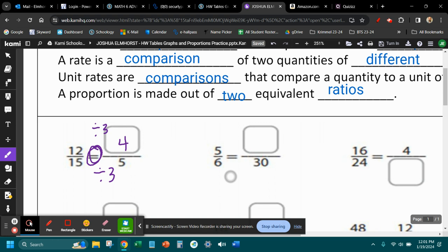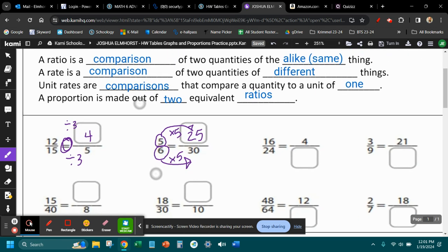Okay, moving on to the next one. Use the given information to help you compare. We're going to compare and make them equivalent by using the same factor. What do we multiply 6 by to get 30? 5. So 5 out of 6 would be equal to what? 25. 25 out of 30.